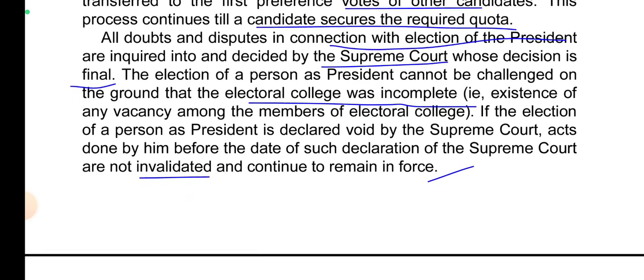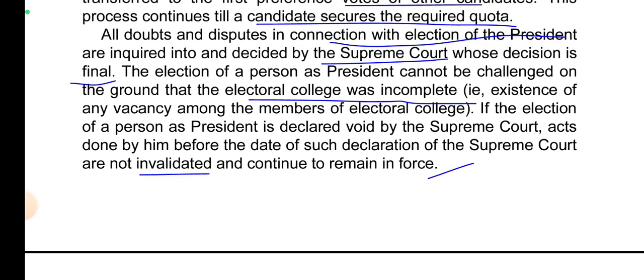All doubts and disputes in connection with the election of the president are inquired into and decided by the Supreme Court, whose decision is final. The election of a person as president cannot be challenged on the ground that the electoral college was incomplete, that is, existence of any vacancy among the members of the electoral college. If the election of a person as president is declared void by the Supreme Court, acts done by him before the date of such declaration are not invalidated and continue to remain in force.